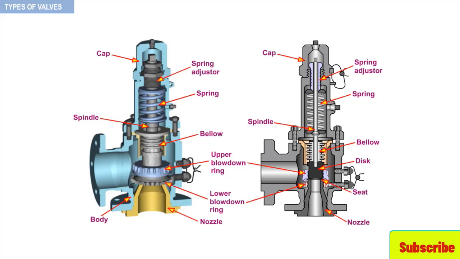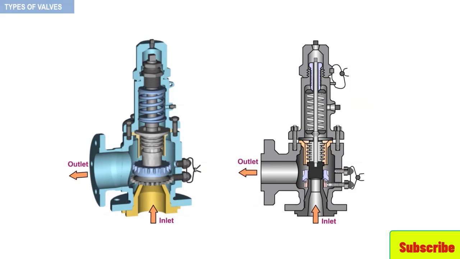Now, the system pressure acts on the disc through the inlet connection or nozzle. The outlet of the valve may have a screwed or flanged connection to a piped discharge system. In some cases, however, like compressed air systems, there may not be an outlet connection, and the fluid, which is air, is vented directly to the atmosphere.